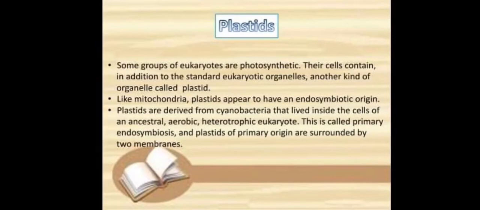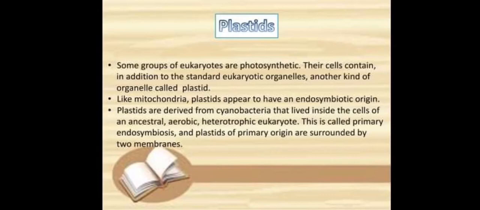Next, we have plastids. Some groups of eukaryotes are photosynthetic. Their cells contain, in addition to the standard eukaryotic organelles, another kind of organelle called a plastid. When such cells are carrying out photosynthesis, their plastids are rich in the pigment chlorophyll and a range of other pigments called accessory pigments, which are involved in harvesting energy from light. Photosynthetic plastids are called chloroplasts.